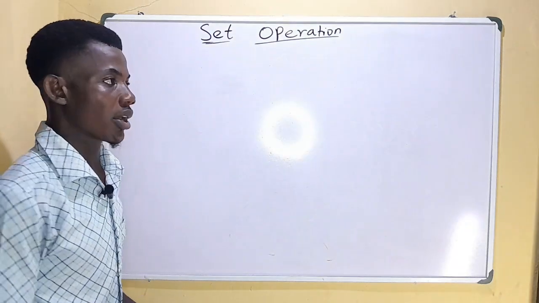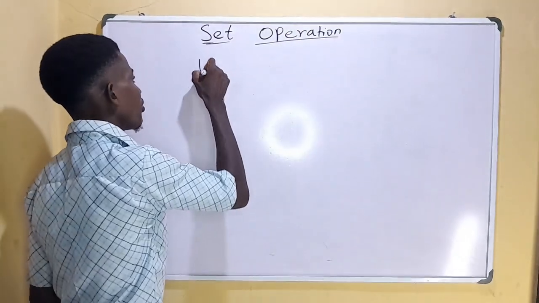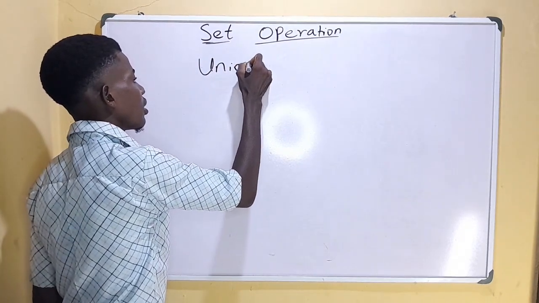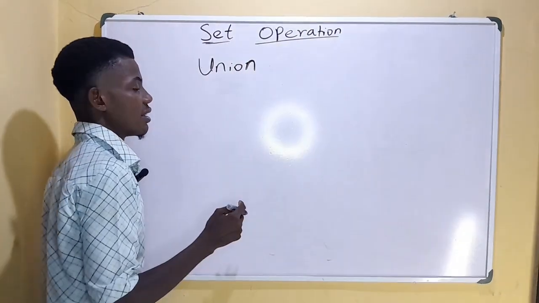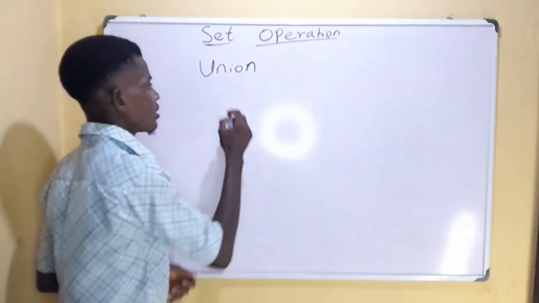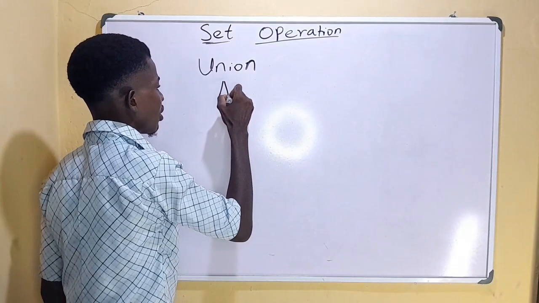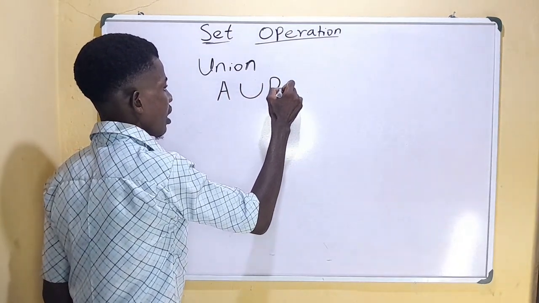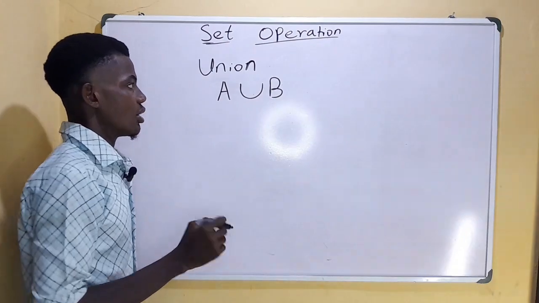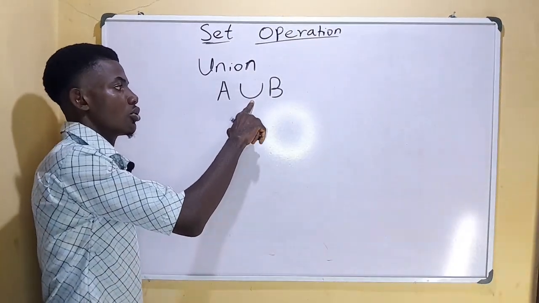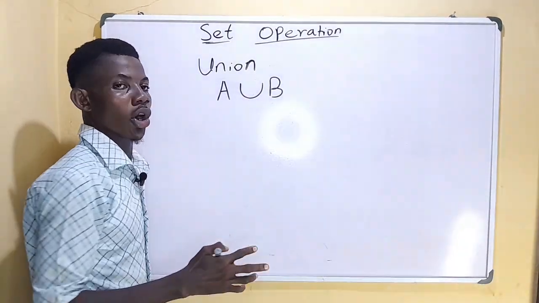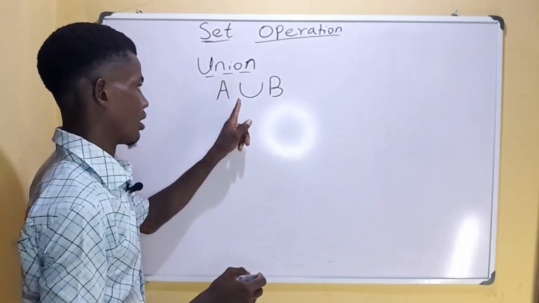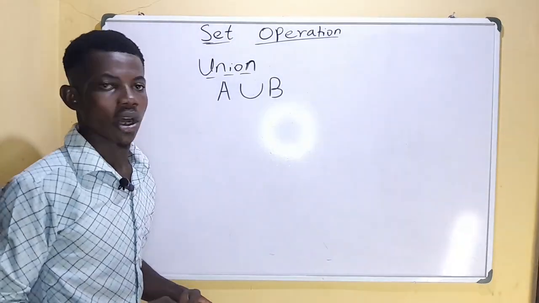Under set operations, we have union. The union of two sets A and B is noted by this. We use this symbol to show the union of two sets.